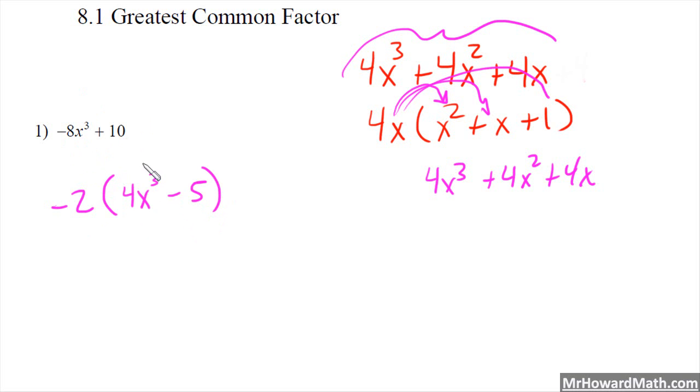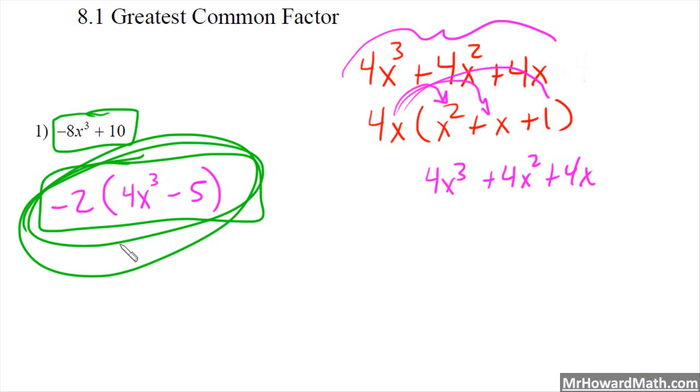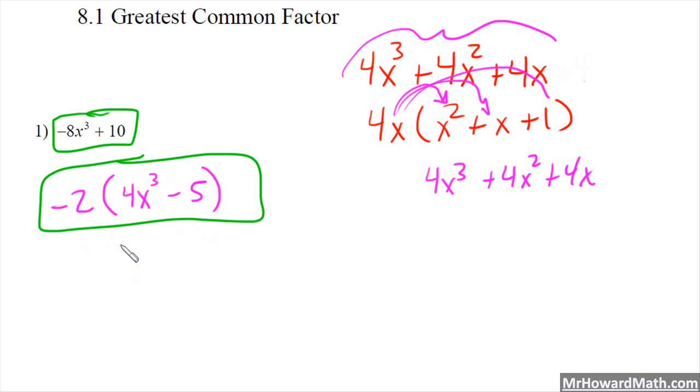So we want to check that and make sure we end where we started. So negative 2 times 4x cubed would be the negative 8x cubed, so that's right. And then the negative 2 times the negative 5 would be a positive 10, so I know I did it correctly. So this would be factoring out the greatest common factor of negative 8x cubed plus 10. So this is equivalent to what we have here. They're both equivalent. It's just this part down here has the greatest common factor already pulled out.